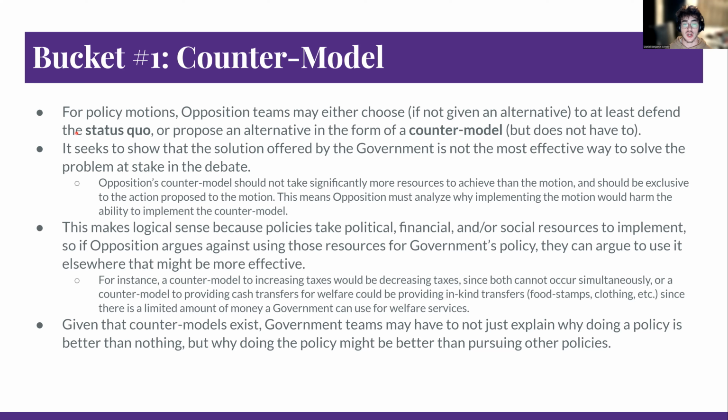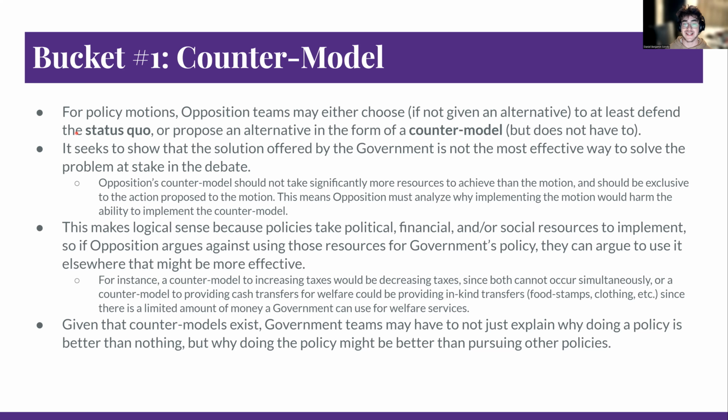Opposition's counter model should not take significantly more resources to achieve than the motion, and should be exclusive to the action proposed to the motion, which means that government and opposition are not going to have an opposition that's just going to come up and provide a counter model of just a good version of what government said. For instance, if it was this house would ban guns, they can't just go and counter model and say this house would ban guns, but properly. We're going to do it the right way. That doesn't really make sense. Government could support both of those things at the same time. So it has to be something that cannot occur simultaneously with what the government motion is.